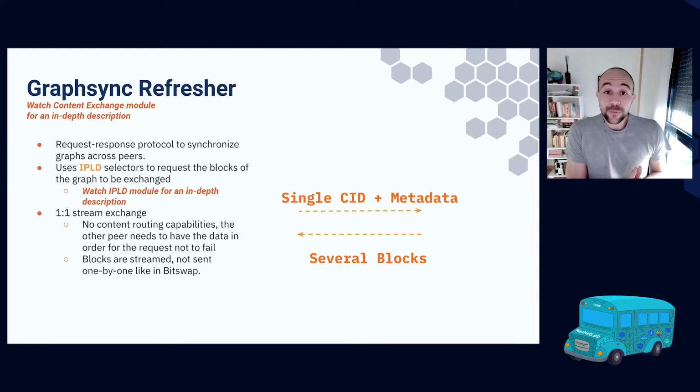The other difference is not only the way we fetch and request content between Bitswap and Graphsync, but also the capabilities of the protocol, because Graphsync is a one-to-one protocol. This means that we send a request to a peer, and we have to be sure that the peer has the content that we're looking for, because if this is not the case, the request will fail. So Graphsync has no content routing capabilities.